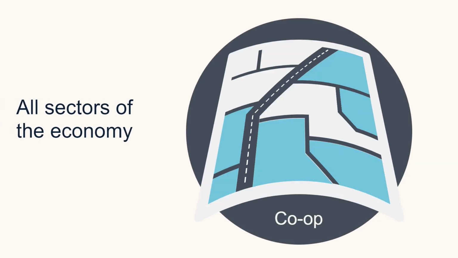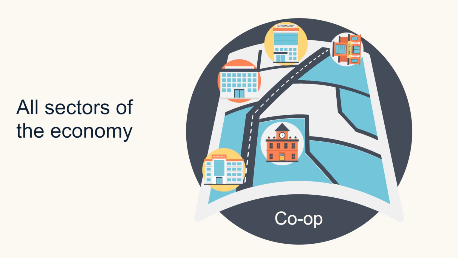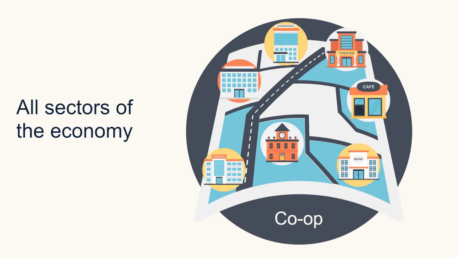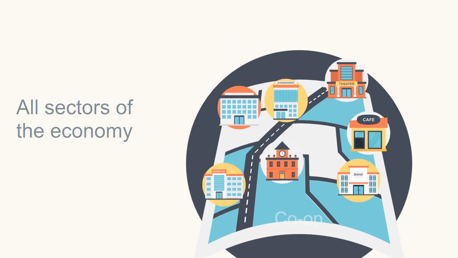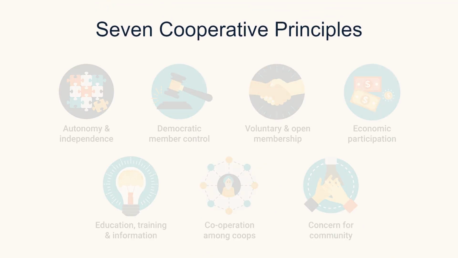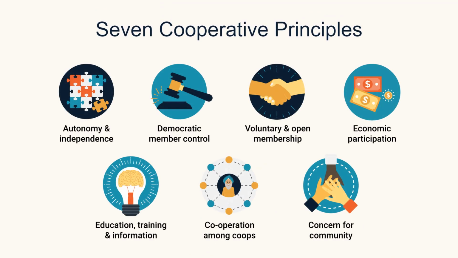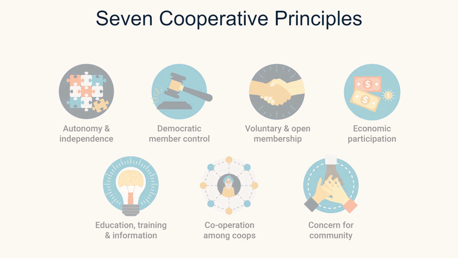They involve all sectors of the economy and society, from food, transport, and healthcare to education, recreation, financial services, and more. The key difference between co-ops and other types of enterprises is that co-ops are incorporated under different legislation, which affects how they're governed. Co-ops also share principles and values which guide how they do business.